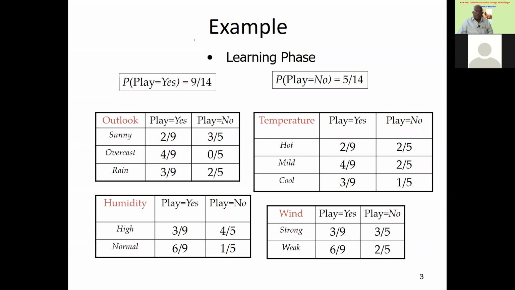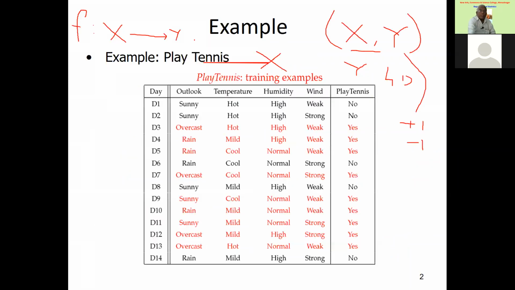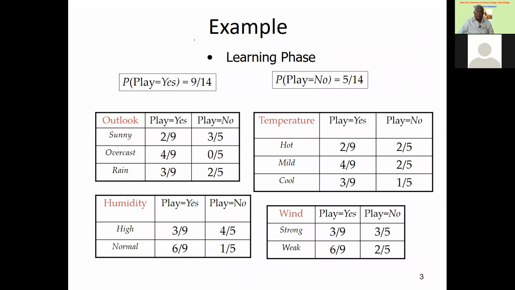Now let us see 4 different tables with respect to these 4 different parameters, 4 different features. We can have 4 different tables. In each table, you will find an association of a feature with the action. Playing tennis is the action. You may or may not play. So it's a kind of association between feature and action.